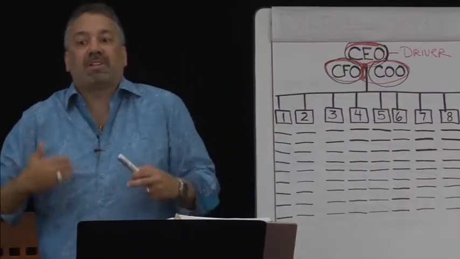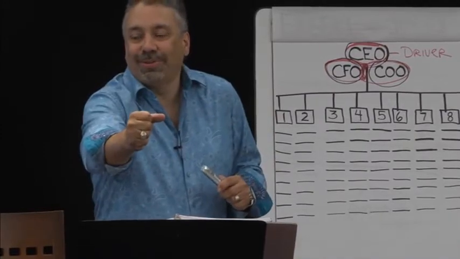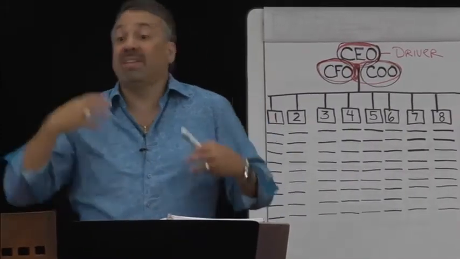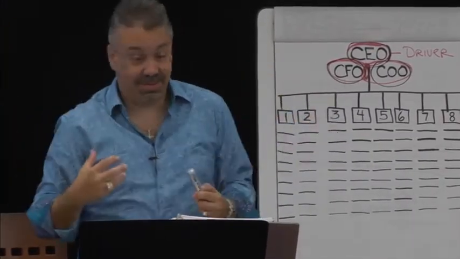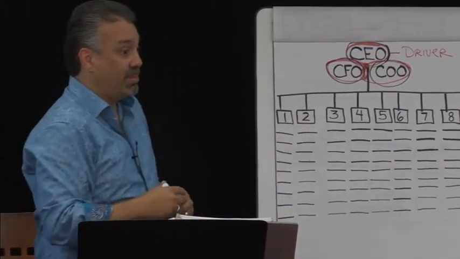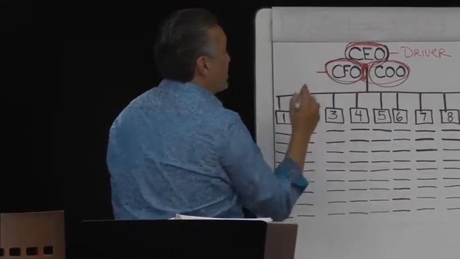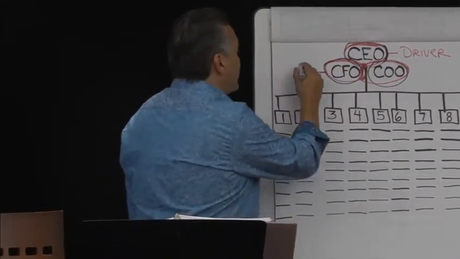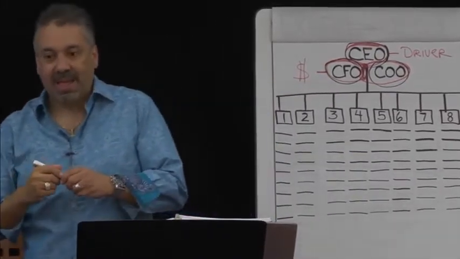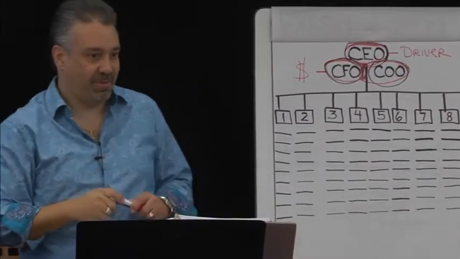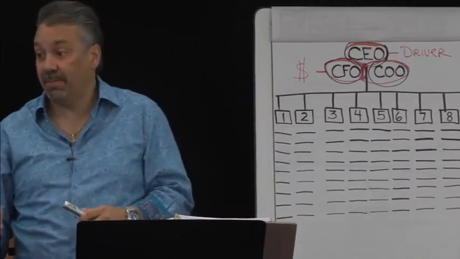So the number 1 responsibility of the CEO is to drive the organization. The CEO is the face of the organization, is the representative of the organization. That's what they do. And I could say a whole lot more, but I'm just giving you a few things. The CFO is the dollars of the organization. They are the chief financial officers. Okay? They deal with the money and handling the money.